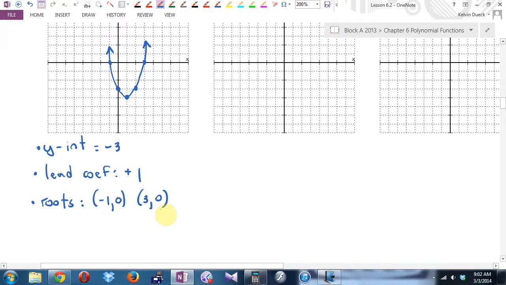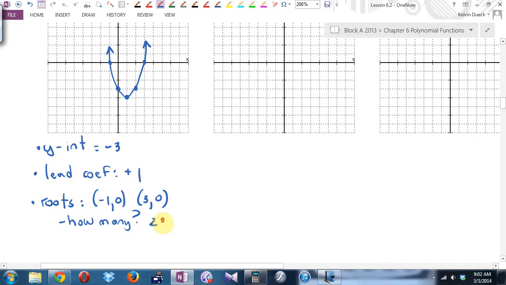What I'm probably going to ask you, because it's kind of plug and chug to get the roots, I may not ask you for the roots. Instead, I may just say, how many roots are there? In this case, there are 2.